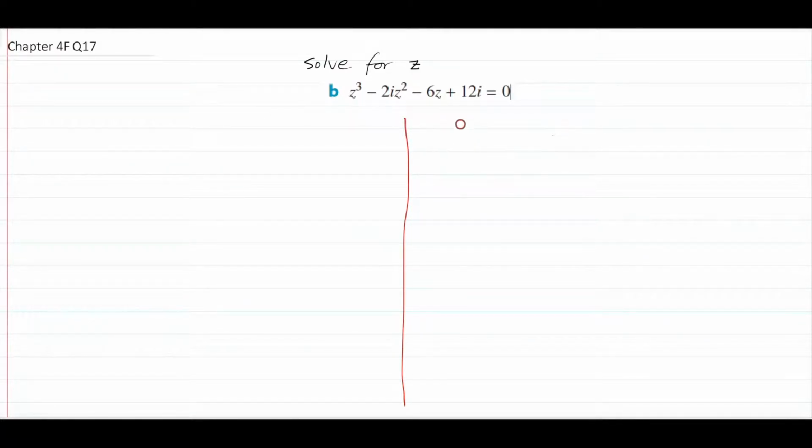The second way, not common, but in this case you actually can use it, is what I call grouping. So I'll go through the two different methods for you. First one, the traditional one, and then the second one, the grouping way.